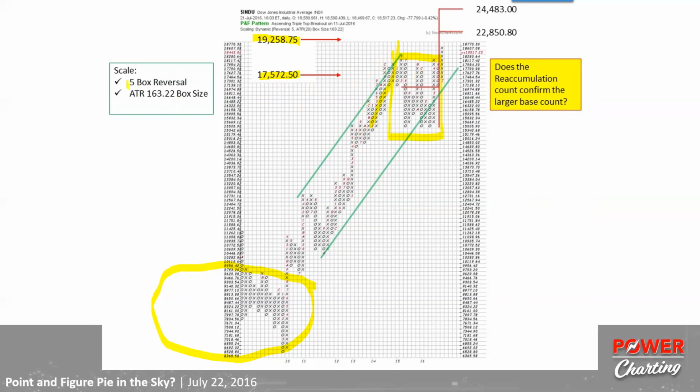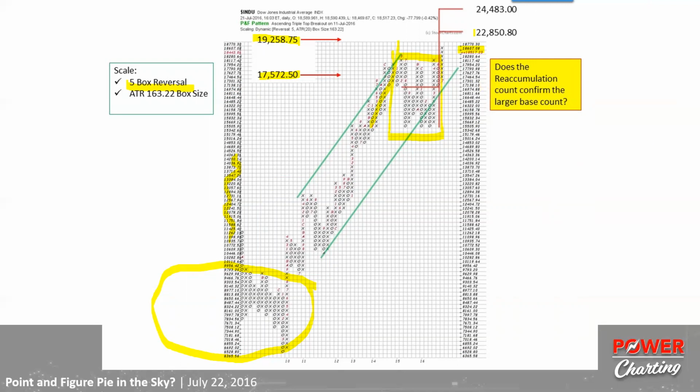And this is, again, a very large point and figure, 5-box reversal method, 163.22 box size calculated by the average true range method, which is in the point and figure engine that we use. So these are very large counts in the scaling. And look what it gives us. Now, I tend to count conservatively. And so there is a larger count that we can turn to, and I will show you an example of that later.